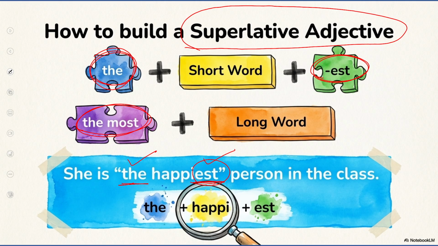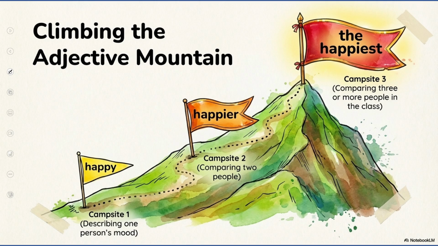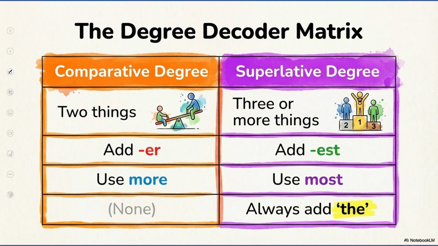If you cannot add est, most is a must. So all of these three things are very, very important in the superlative adjective. So this is the first form, happy. Happier is the second form, and the happiest is the third form of the adjective. This is very, very important to learn.